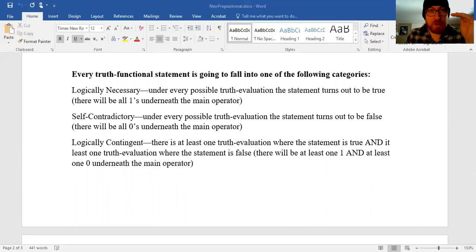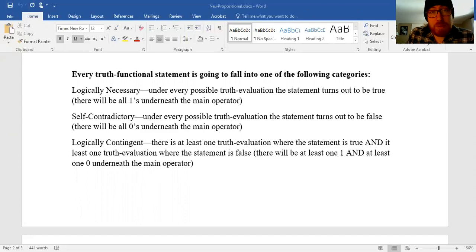So if under every truth evaluation you get a 1 underneath that main operator, that means there are no conditions in which that proposition would be false. So under all possible truth evaluations, the statement turns out to be true. So if under all possible truth evaluations, the well-formed formula turns out to be true, that means it's necessarily true.